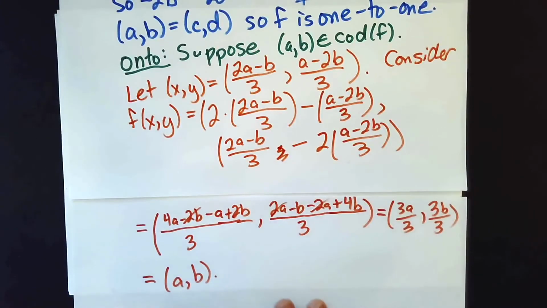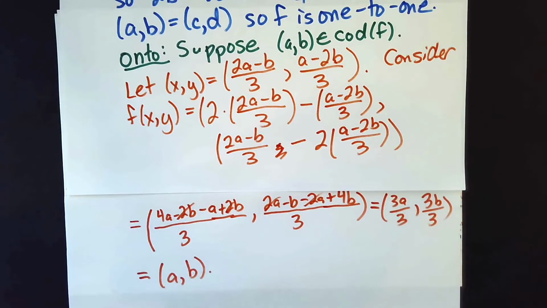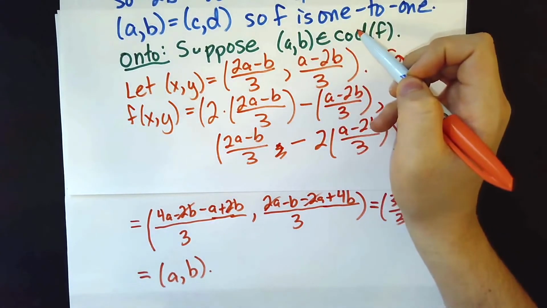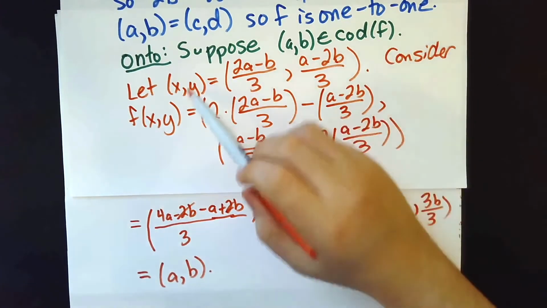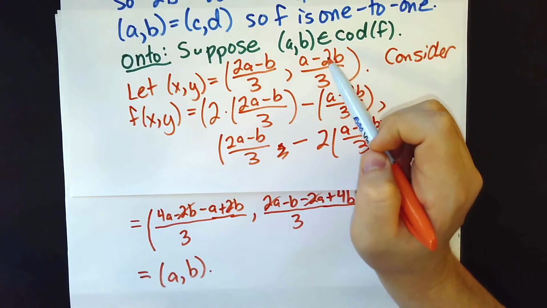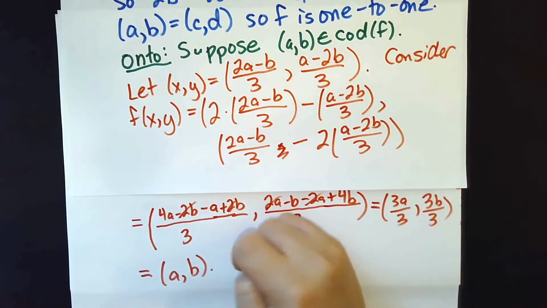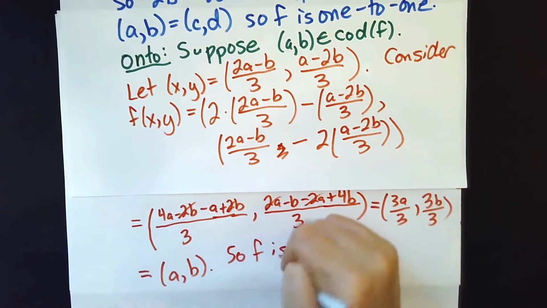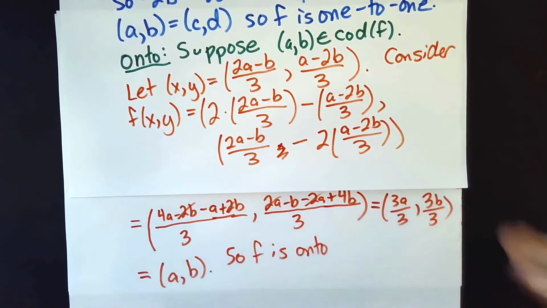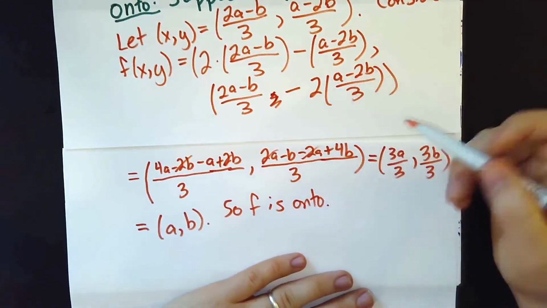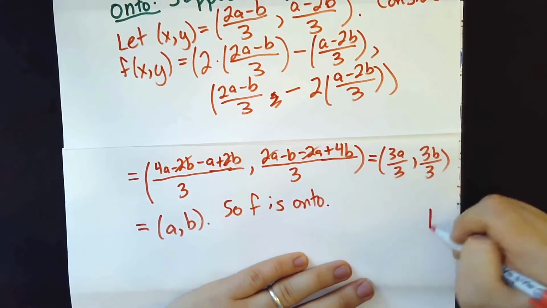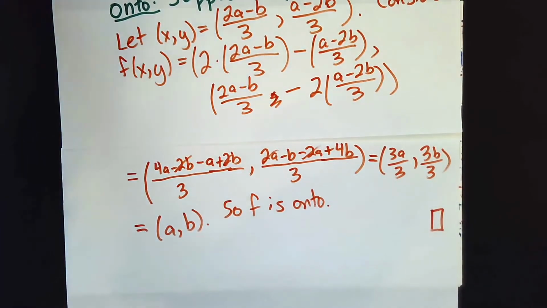And so I have now completed my proof that this function is onto. Namely, I have started with an arbitrary element in the codomain, and I have shown that I can write down an element that maps to it. So f is onto. And thus putting those together, since f is one-to-one and onto, f is a bijection.